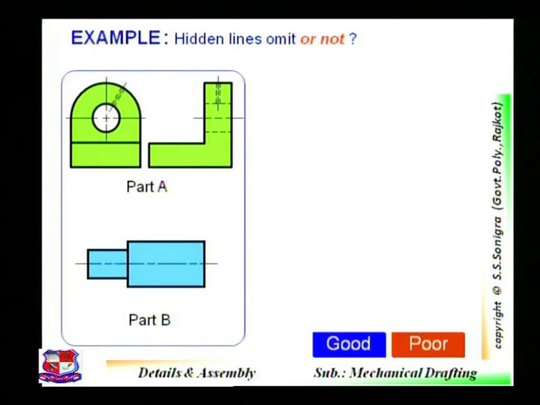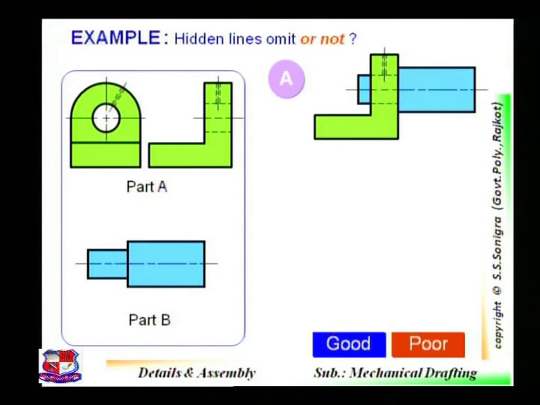Now this is an example about hidden lines, whether to omit them or not. Think about this assembly, part A and part B. Suppose both these components are assembled together, this assembly would appear like this. This is the component, here is the hole, and in this hole this part can be inserted, so the assembly would appear like this, right?